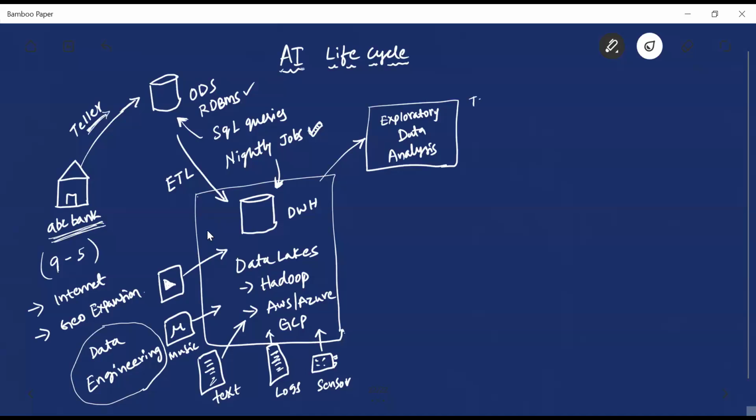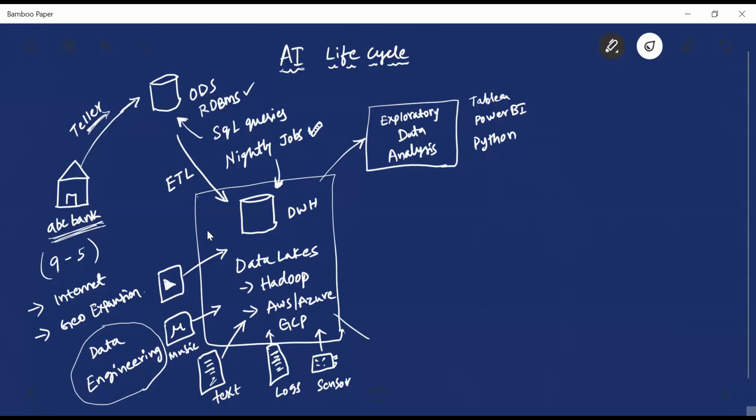And then we can use tools like Tableau, Power BI, or we can write our own Python programs, which can create a lot of these reports, graphs, charts, and so on and so forth. With exploratory data analysis, we can get a lot of insights from the data. We can create reports, charts, and so on. And early adopters used exploratory data analysis, or visualization as we call it, for creating these kinds of reports and dashboards.